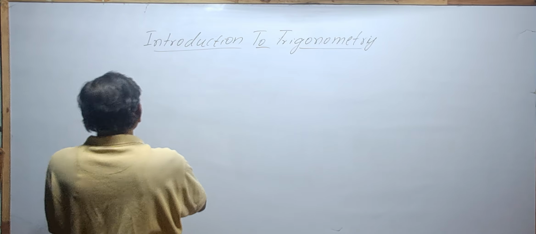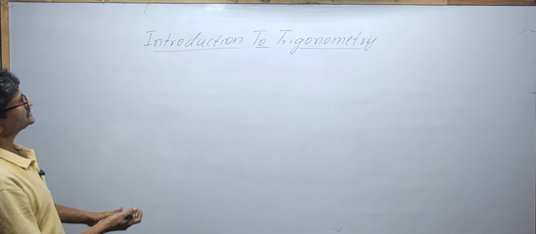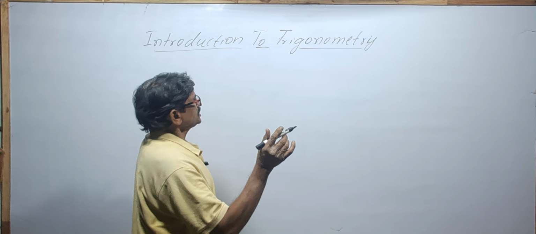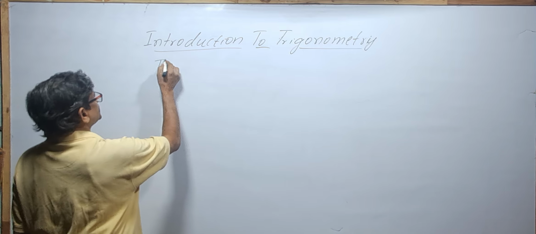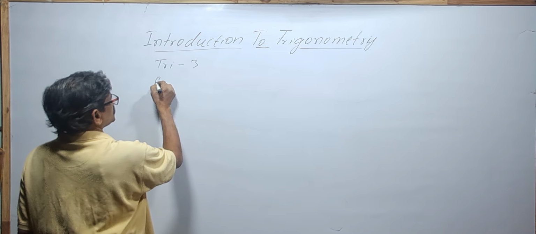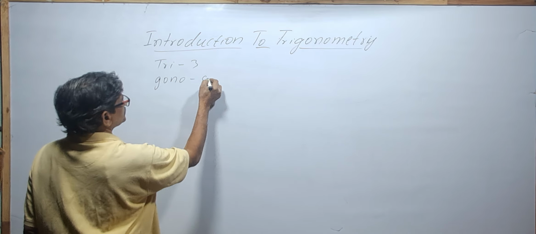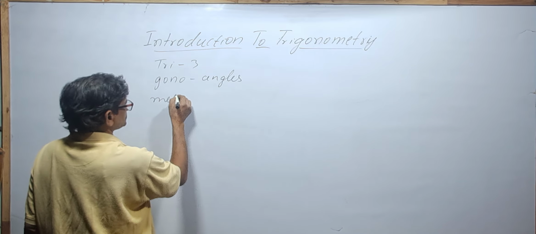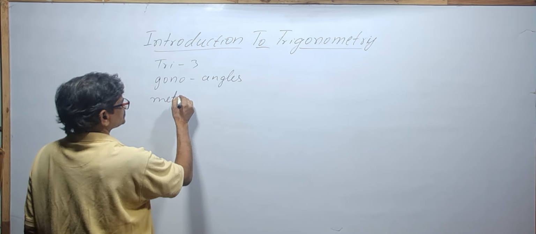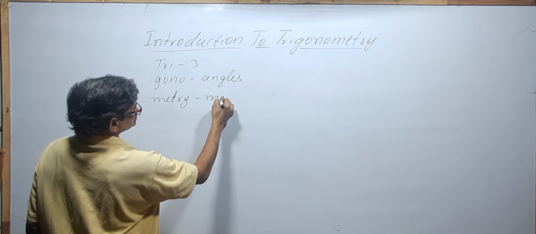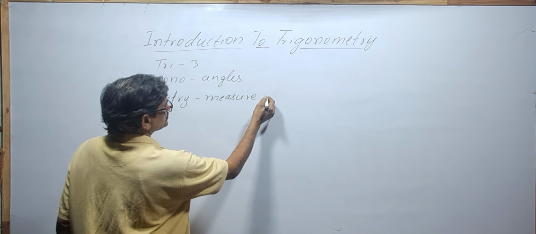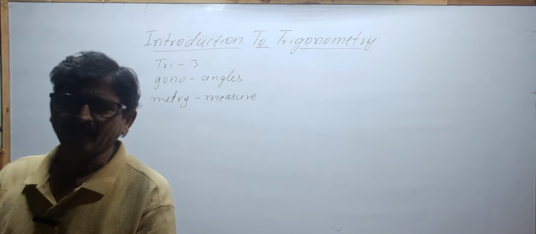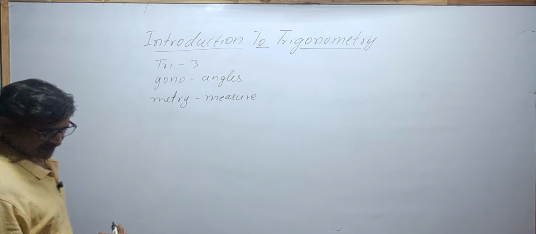Introduction to trigonometry. First of all, the word trigonometry consists of three words: tri means three, gono means angle, and metry means measurement. So in the whole chapter we are studying only the trigonometrical parts: relations of sides and angles.